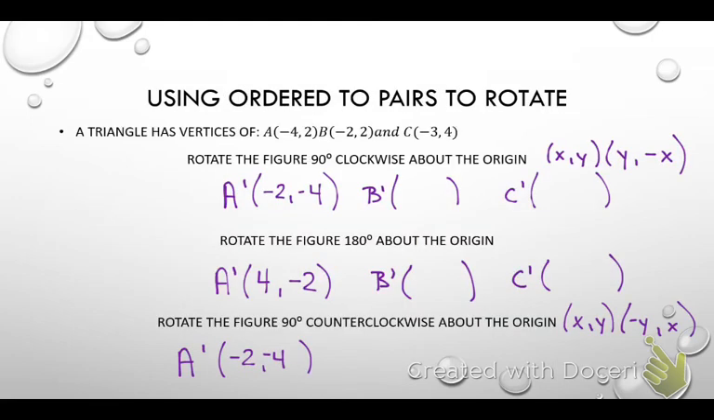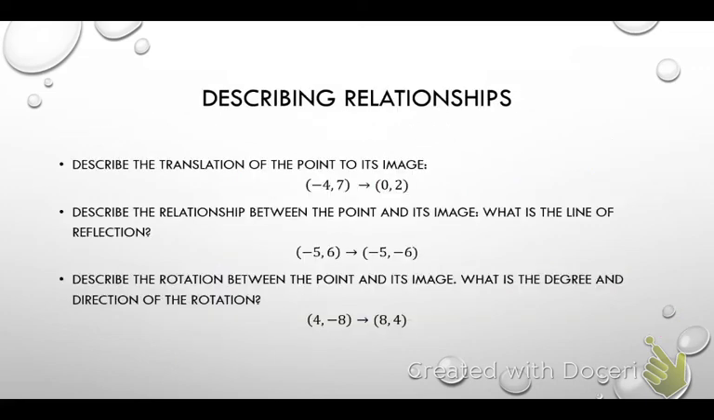Okay, real quick, I need to go back and correct something. On that first rotation, I should have flipped X and Y and done the opposite of X. X was -4 in the original ordered pair, so now it's +4, right? I got in a little bit of a hurry, and that would have messed y'all up doing B and C on your own. So 90 degrees clockwise, I flip them and do the opposite of X. All right, so now let's go back to the slide we were just working in, describing relationships.